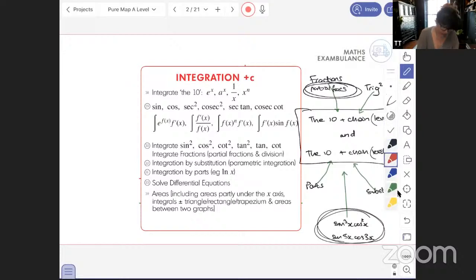The playlist for the next 24 hours is 29, 30, 31, 32. Okay, I'm not going to be doing differential equations today. So it's 29, 30, 31, 32.